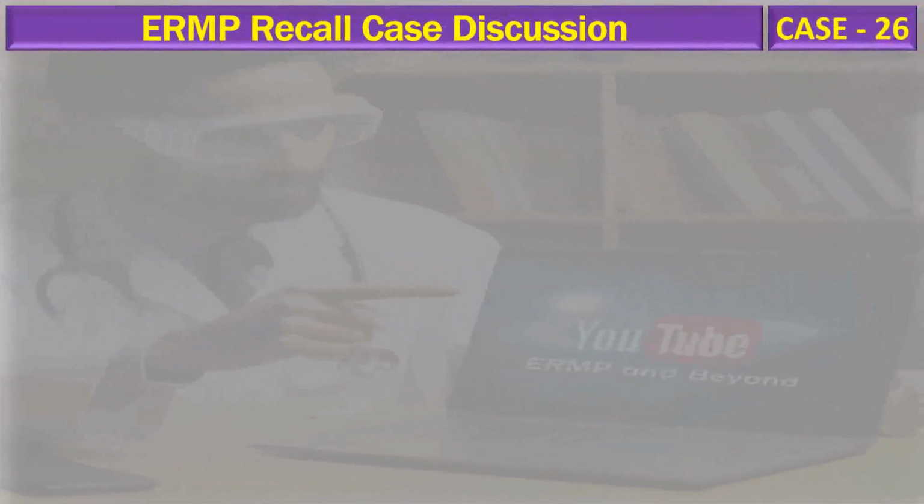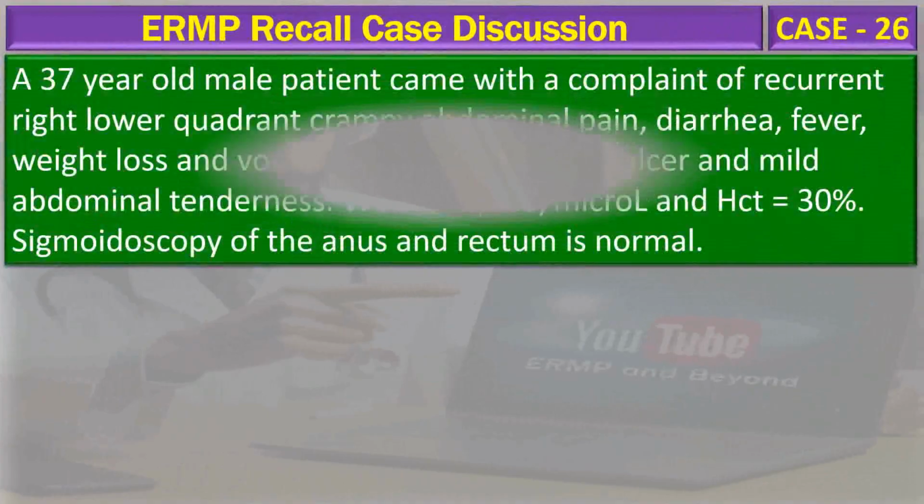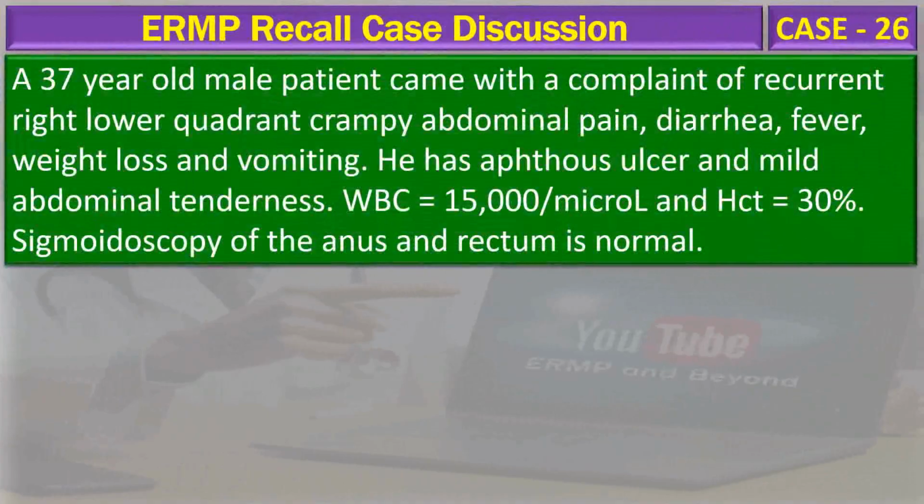A 37-year-old male patient came with a complaint of recurrent right lower quadrant crampy abdominal pain, diarrhea, fever, weight loss, and vomiting. He has aphthous ulcer and mild abdominal tenderness. The white blood cell count is 15 thousandths per microliter, and hematocrit is 30%. Sigmoidoscopy of the anus and rectum is normal.